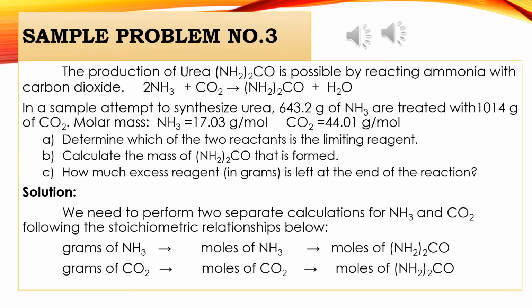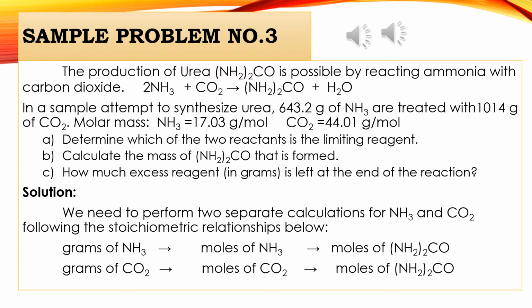Here is another sample problem. The production of urea is possible by reacting ammonia with carbon dioxide. In a sample attempt to synthesize urea, 643.2 grams of ammonia are treated with 1,014 grams of carbon dioxide. The molar masses of ammonia and carbon dioxide are given. From this, we need to determine which of the two reactants is the limiting reagent.